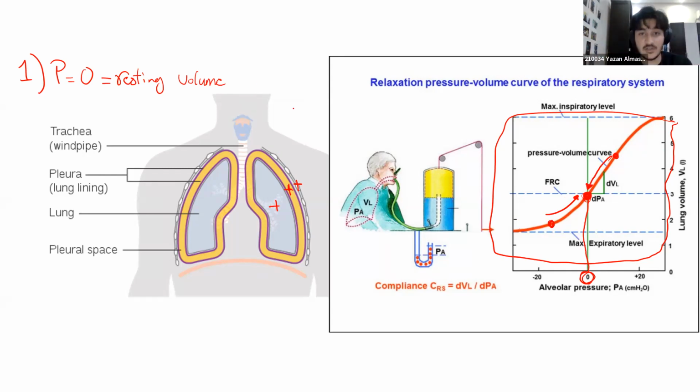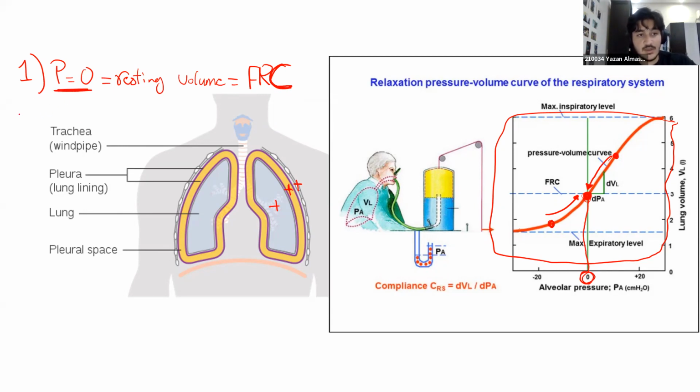And in the respiratory system as a whole, it's equal to FRC. And this is just in the respiratory system. Keep that in mind, not in the lungs, it's in the respiratory system. FRC, sorry. So that's the first thing we need to look at. We look at the point at which pressure equals 0.